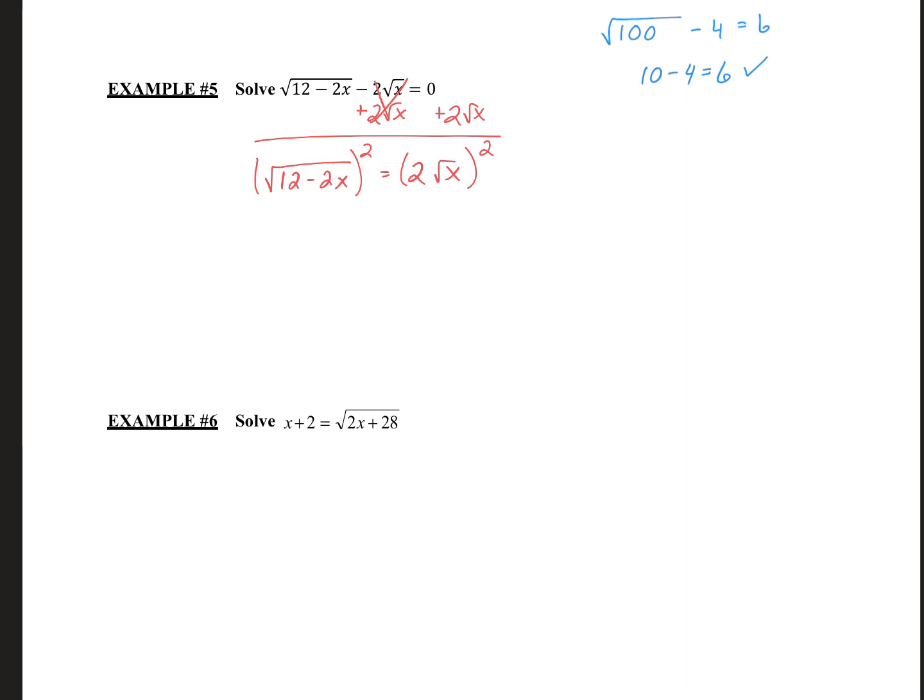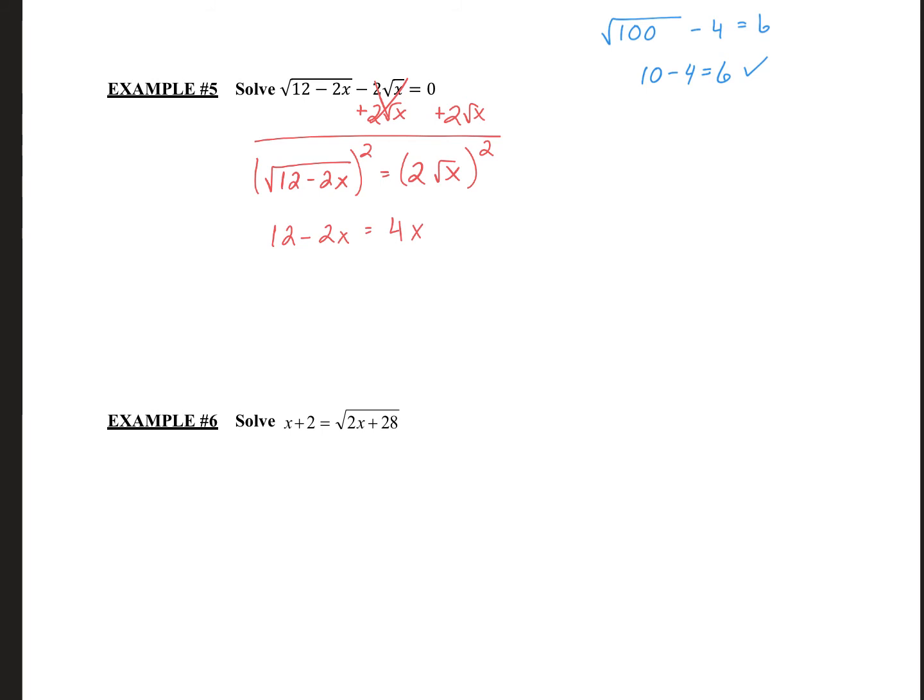So squaring the left side just gets rid of that radical, so I have 12 minus 2x. All right, and the right side, I have 2 times the square root of x. So I'm really raising 2 to the second power and the square root of x to the second power. Okay, so 2 squared is 4, and the square root of x squared is just x.